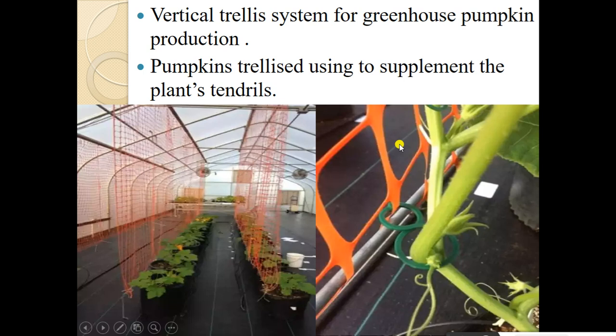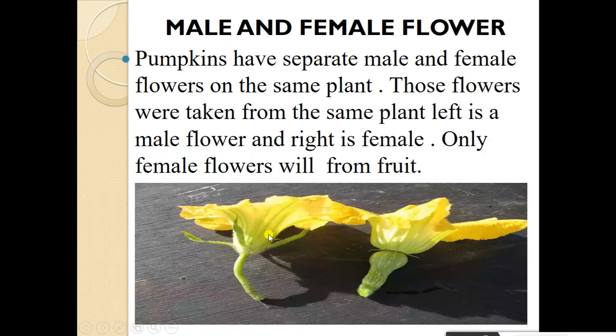Then next, hand pollination, vertical trellis system of greenhouse pumpkin production. Pumpkin trellis is used to support the plant tendrils. See the support by using these trellises, or by using wires, the tendrils are supported in the pumpkin crop.